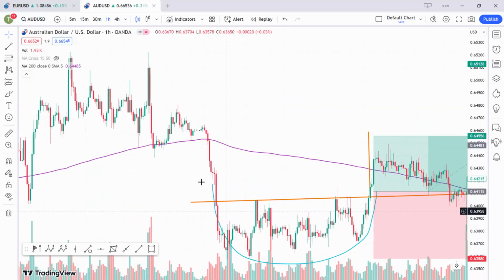But I like this pattern because, yes, it's a rounded bottom, and as you can see, sometimes you have to be creative. What you have to do is look and see the gradual changes. Like here, it started curving and then started making higher lows, which meant a change in trend direction. Okay.